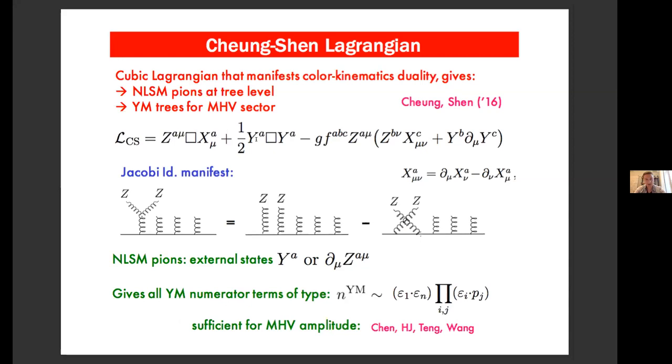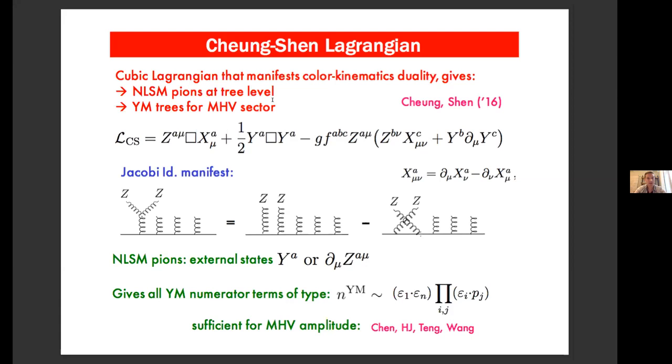But the funny thing about this Lagrangian is that it looks like it's describing some kind of vector-scalar system, but it turns out that in this paper, they actually used it to describe a nonlinear sigma model of pions. This can be done by either considering external states of the scalar or considering the longitudinal mode of the Z boson. But it obeys color-kinematics duality, so it gave numerators for amplitudes that obey color-kinematics duality.